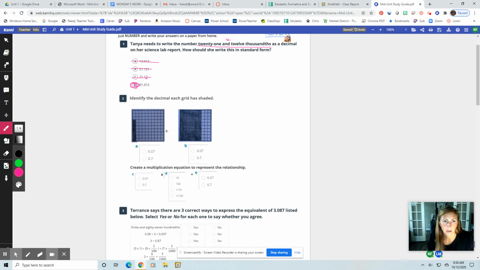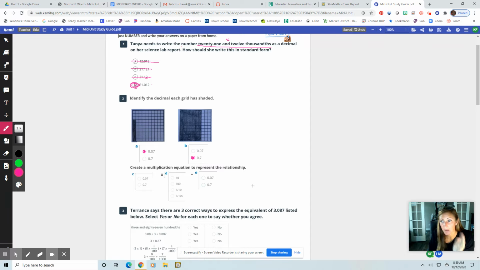So let's look and see how you did on number 2. Number 2 says identify the decimal each grid has shaded. For this shading, we have unit cubes, and this one has rods. So the unit cubes are each worth a hundredth. We have 7 of them, and it's 7 hundredths. So we should see that's 7 tenths. This is 7 hundredths. Then this one, being the rods, each worth a tenth, we should have 7 tenths because there's 7 of those rods shaded in.